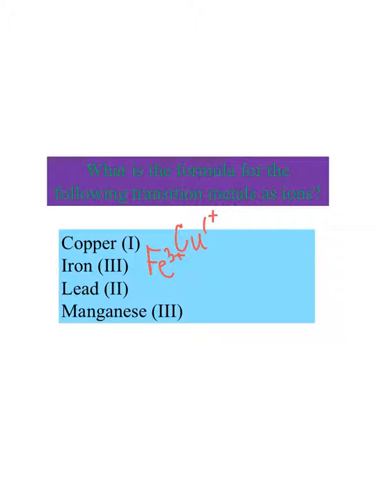So let's look. Lead. Lead off the periodic table, maybe you found it already, is Pb. I know, not even close to Lead, but Pb. And it's got a 2, so it's Pb 2 plus. And then manganese. Don't get this confused with magnesium. It's manganese. It is Mn on the periodic table, and there's 3 Roman numerals, so it's a 3 plus. Easy peasy apple squeezy.